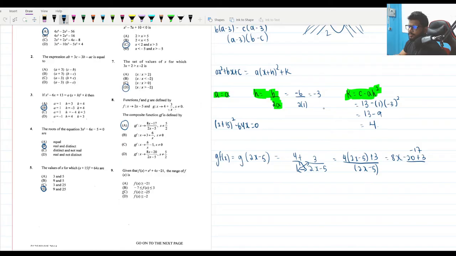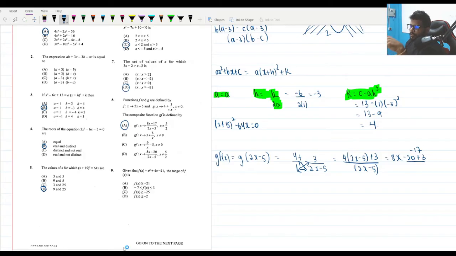The range of f of x is, so they didn't give us a domain, so the range of this function is going to be from the maximum or the minimum point all the way up to infinity or negative infinity. How range works, range is tied to my y-axis or my vertical axis.